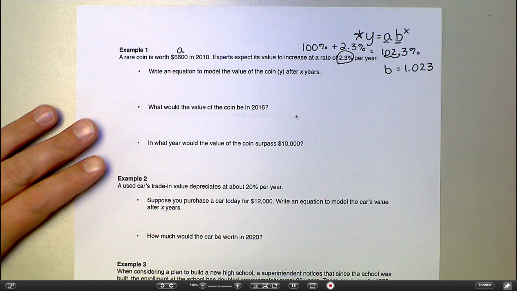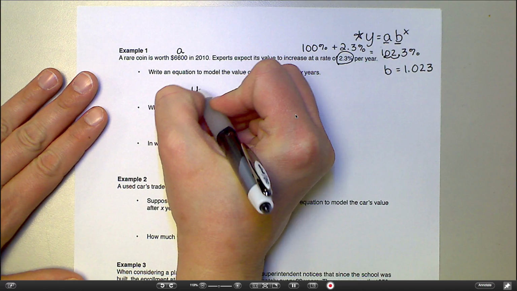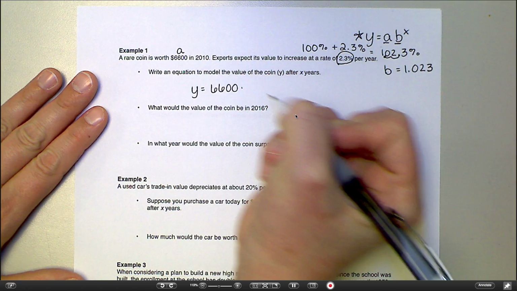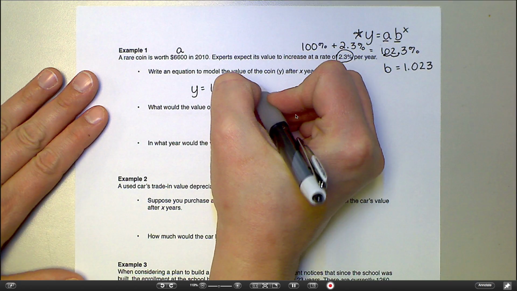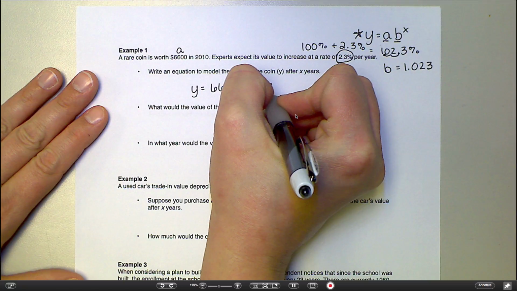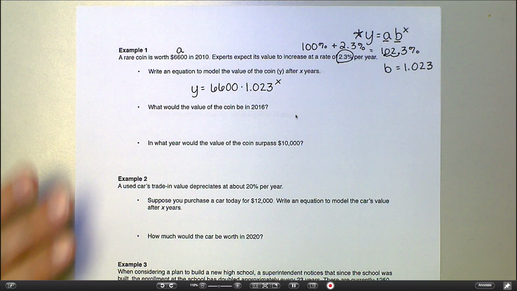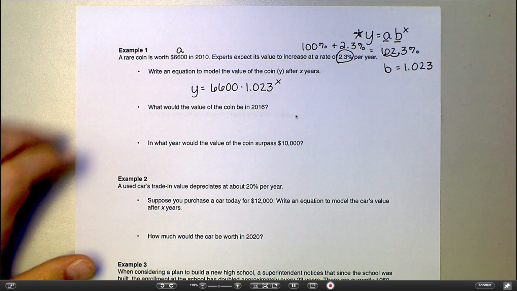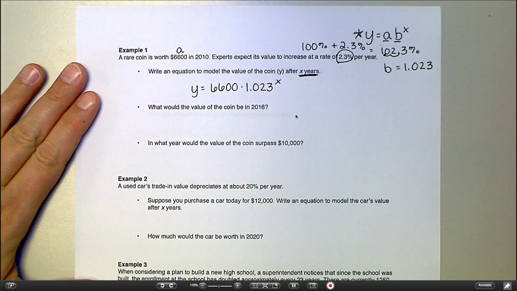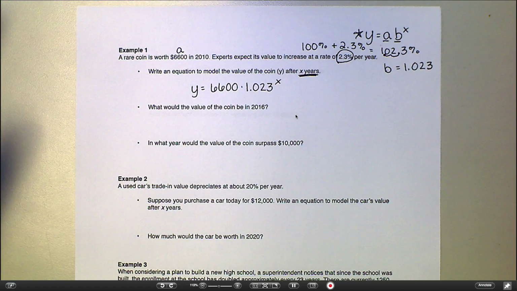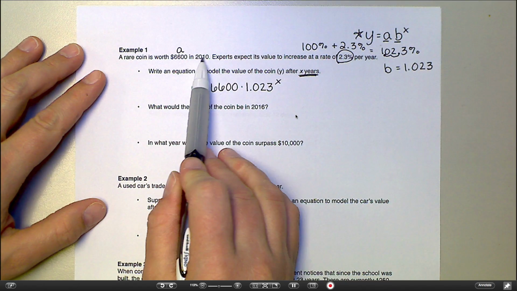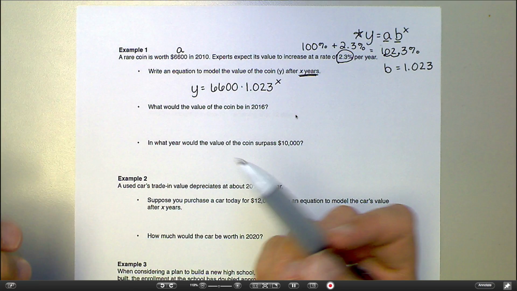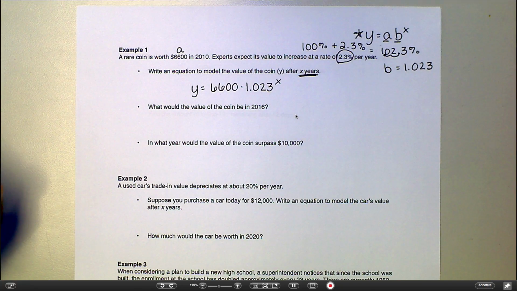So my equation for this is going to look like this. y equals 6,600 times my b value of 1.023 to the power of x. That's just my general equation. And then x is going to represent, like it says up here, the number of years from when our function started, and our function started in the year 2010. So in this case, x really represents the years since 2010.